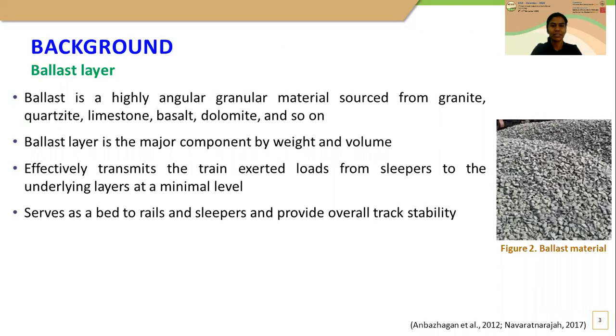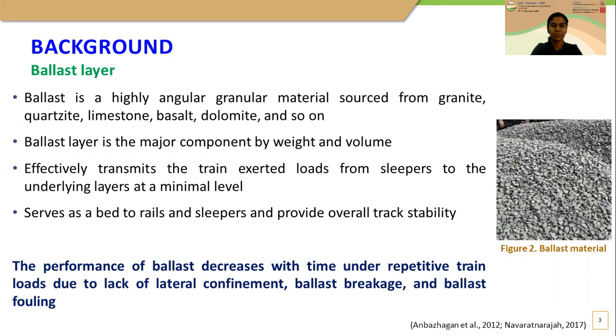Ballast is a highly angular granular material which can be obtained from blasting rocks such as granite, quartzite, limestone, basalt, and dolomite. When we look at the rail track system, the ballast layer is the major component by weight and volume. It effectively transmits the train-exerted loads from sleepers to the underlying layers at a minimal level. It also serves as a bed to rails and sleepers and provides overall track stability.